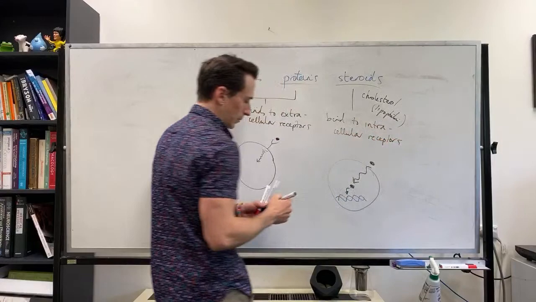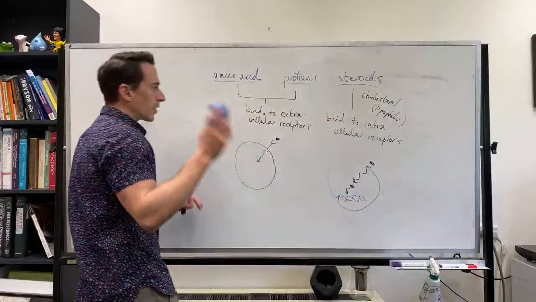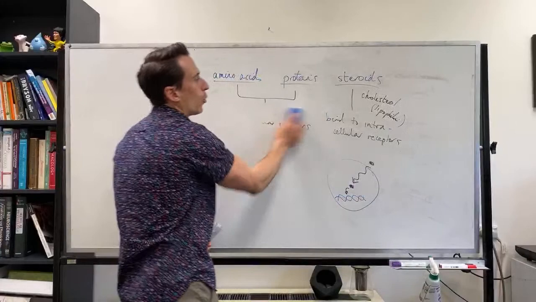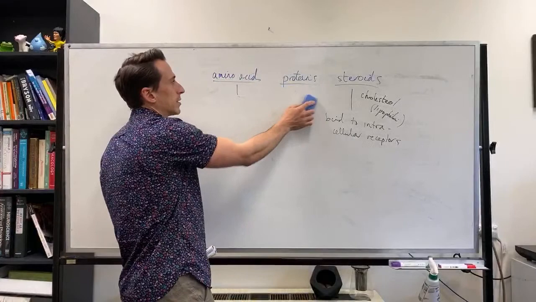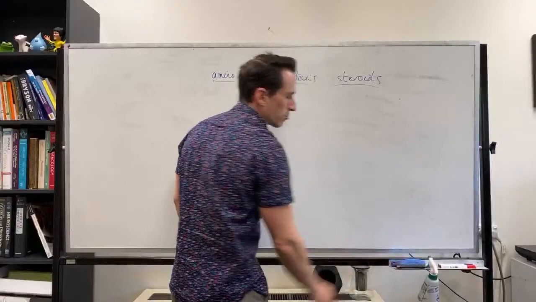All right, next point. I want you to tell me, of these three, which one do you think has the shortest half-life? So if one of these is released into our bloodstream, which one do you think gets degraded first? Answer it for me. Pop it in the chat. Is it the amino acids? Is it the proteins? Or is it the steroids? And if you make a statement, I want you to have an educated guess as to why you think that's the one that has the shortest half-life.